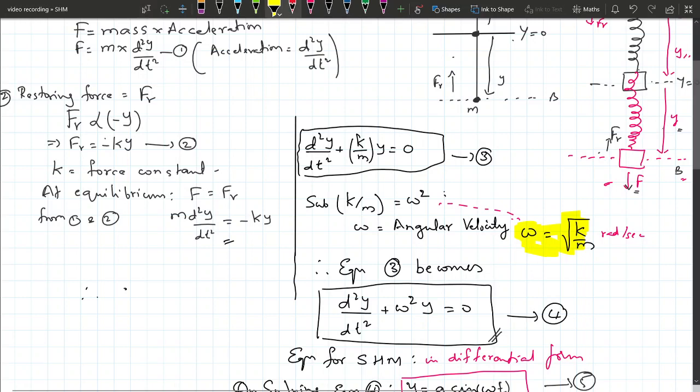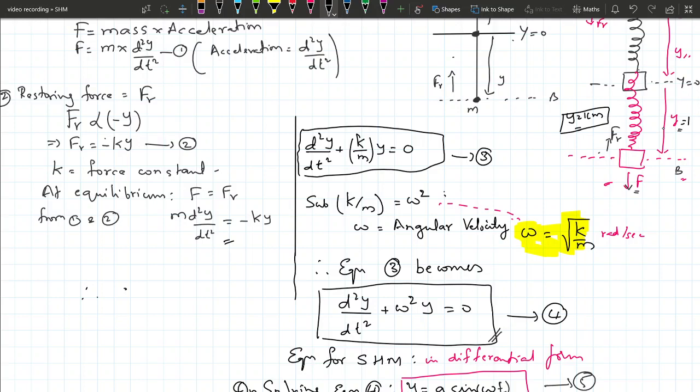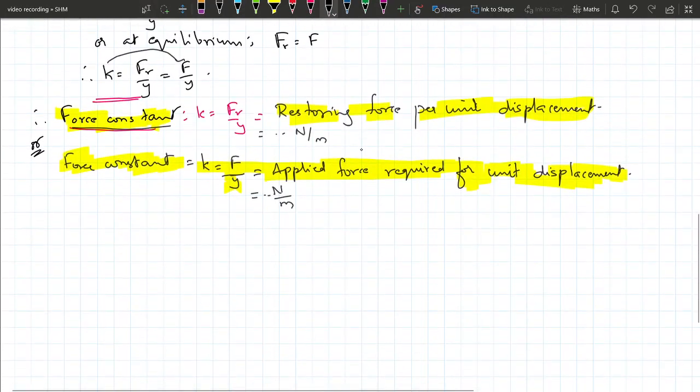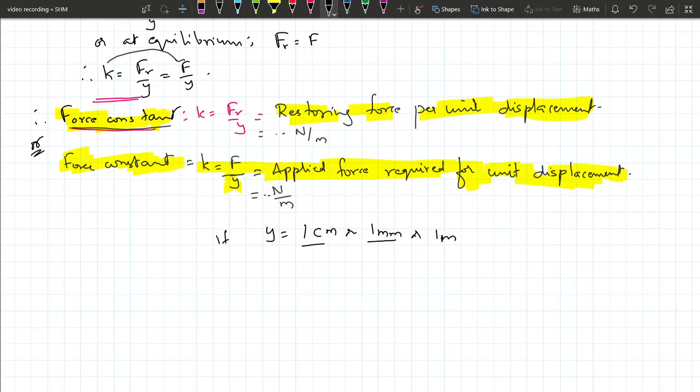Y is the displacement. You are getting the point. Say I want a displacement of 1 centimeter. I am giving an example: y is equal to 1 centimeter. Whatever force is required to have a displacement of 1 centimeter, that amount of force is called the force constant. The unit displacement may be 1 centimeter, 1 mm or 1 meter, or any unit. To have this much displacement, what is the force you require?